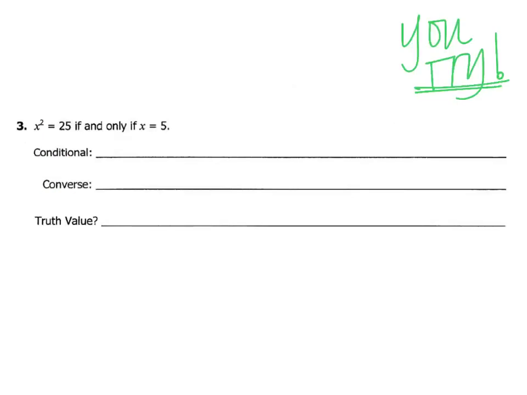All right, I want you to try number 3 on your own. Our statement is x squared equals 25 if and only if x equals 5. First identify your P and Q, write the conditional, write the converse, then determine the truth value of the biconditional statement. When you come back, I'll have the answer written on your screen and we'll go through it together. Go ahead and pause your video now.